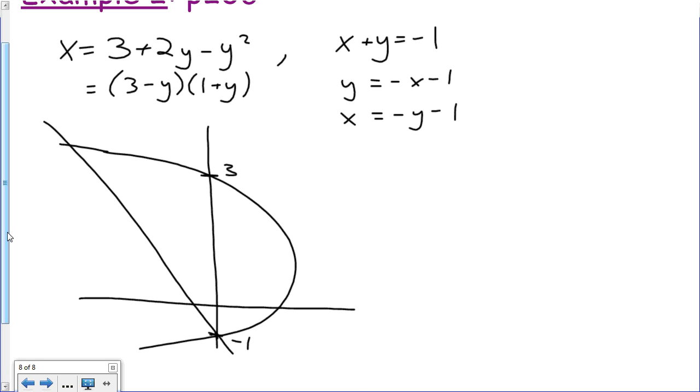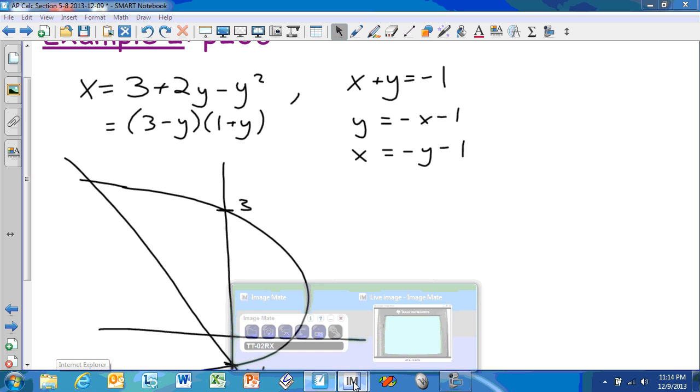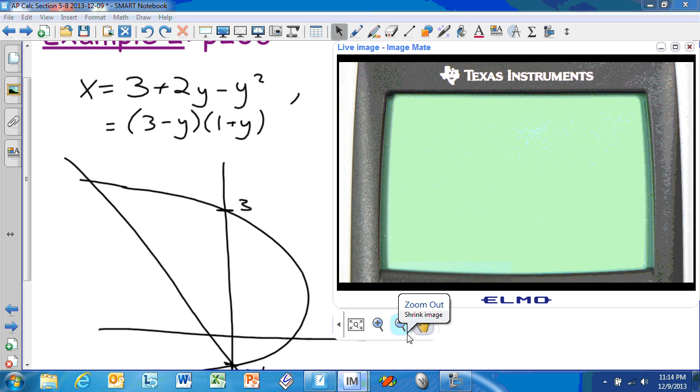The other way you can do this is on your calculator. Let me just illustrate this again so you can get these sketches yourself. If you notice, the first equation is solved for x. If it was solved for y, I could sketch it. If I swap the x's and y's, I could graph y equals 3 plus 2x minus x squared. I could graph that if I swap the x's and y's.